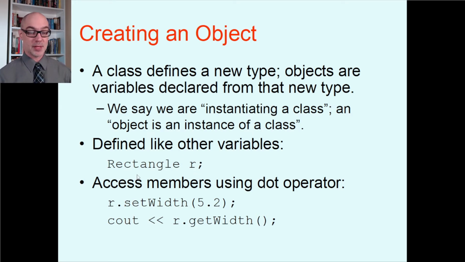It's called r, but it's of type rectangle. And now, having had that, just like with structs, you can start accessing the public functions using the dot operator. So here I am calling that function we saw in the prior slide. Here's r.setWidth. We're passing in 5.2, and I know that internally that's going to get saved in the width member variable of the object. And then here we're calling r.getWidth.